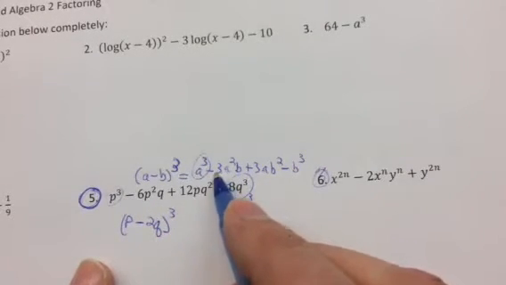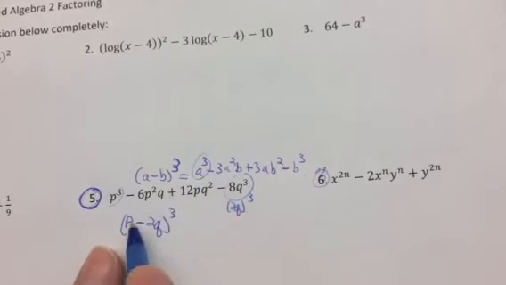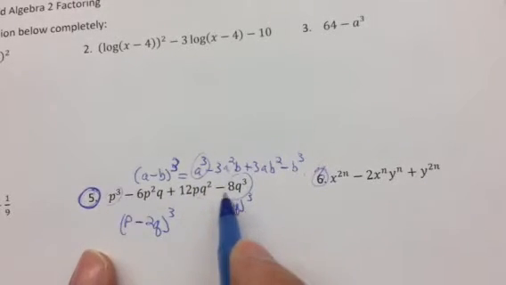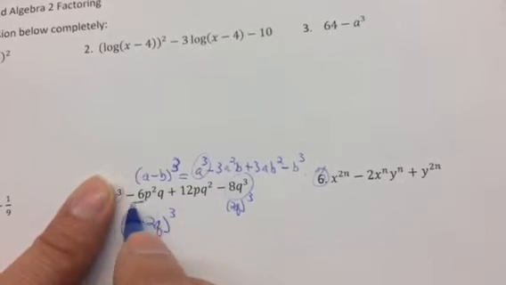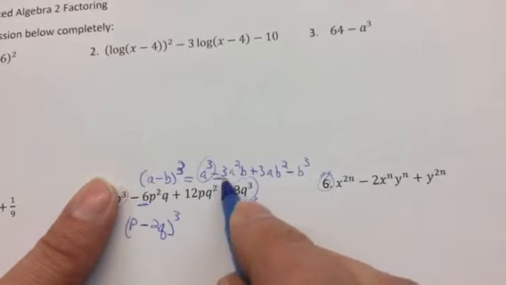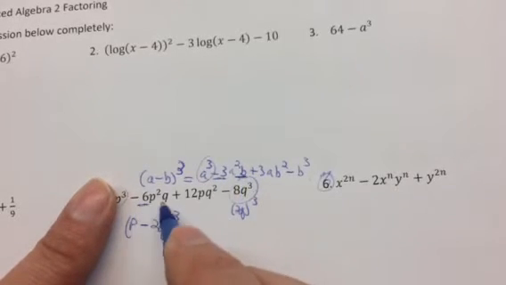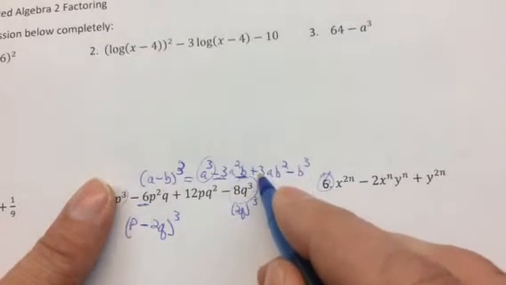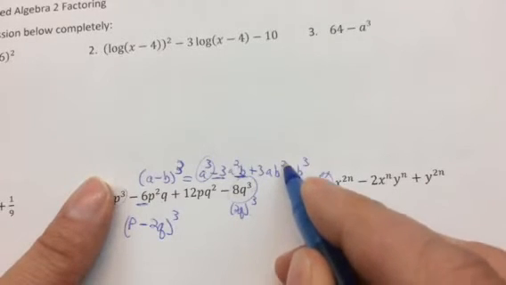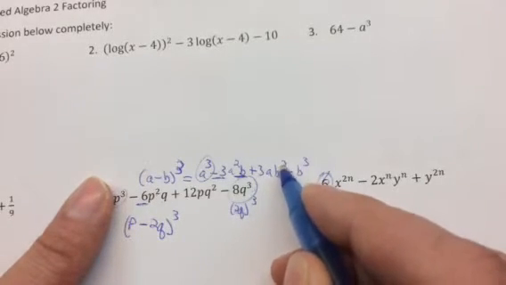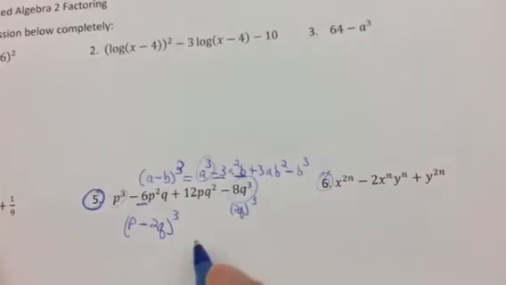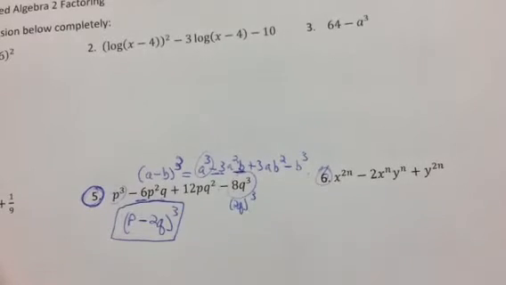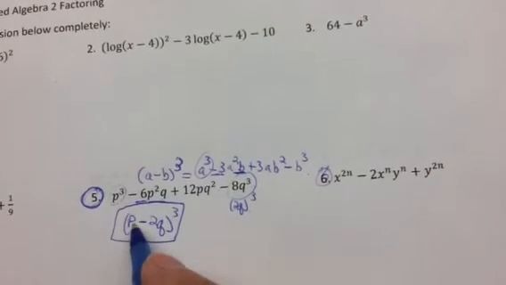Let's just ignore the a's because it's pretty obvious. It's p cubed, p squared, p, and then no p's. But let's look at the q's and the constants. We've got negative 3 times 2q is negative 6q. We've got positive 3 times 2q squared, which would be 4q squared. 3 times 4q squared is 12q squared. And last, we get the minus 8q cubed. So this is a binomial that's being cubed.